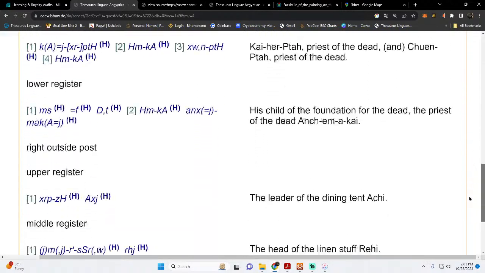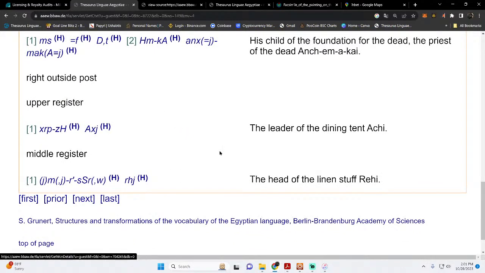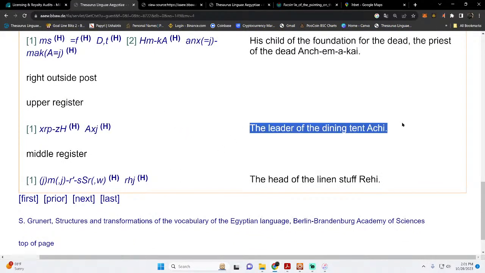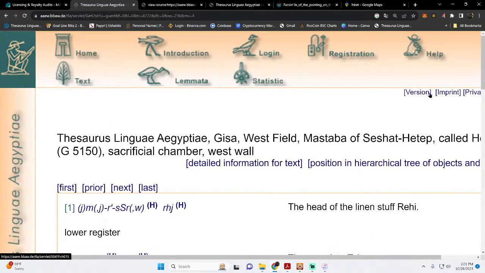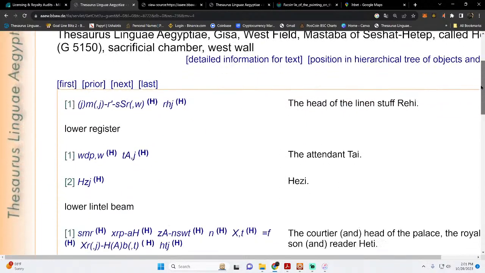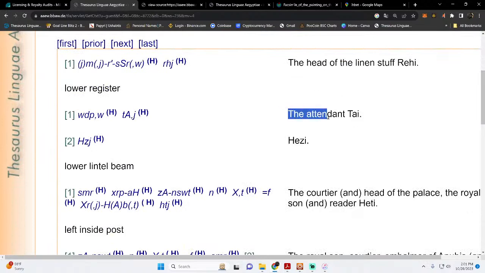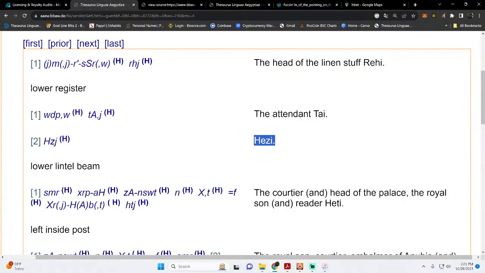Let's get down to it. Where y'all gonna call out these Nubians? Now this is where they start mentioning all the people. The leader of the dining tent, Aki. Okay, the head of the linen stuff, Rini, or Rihi, whoever. The attendant, Tai, Hezi. Hezi was just a boss. They didn't even say who he was. They just put his name up in there.